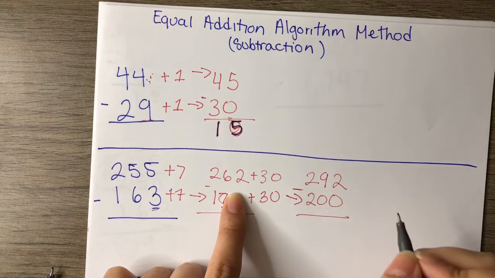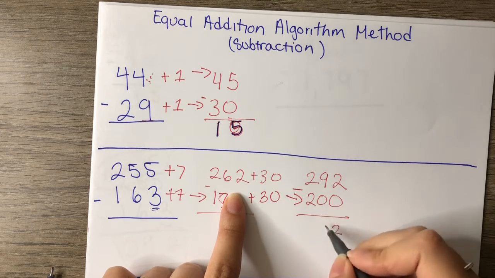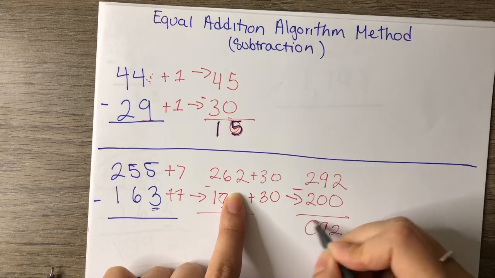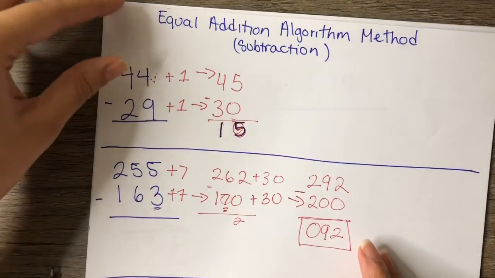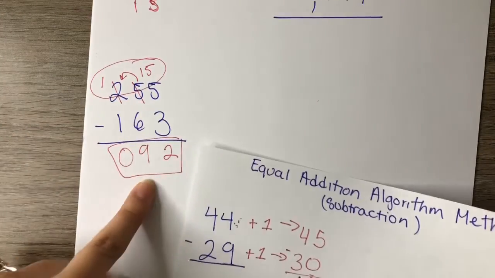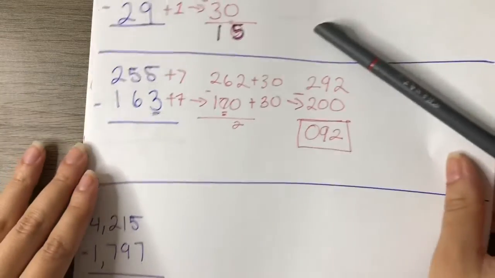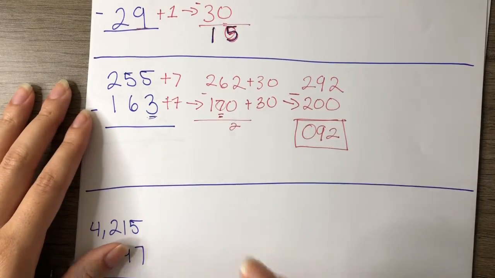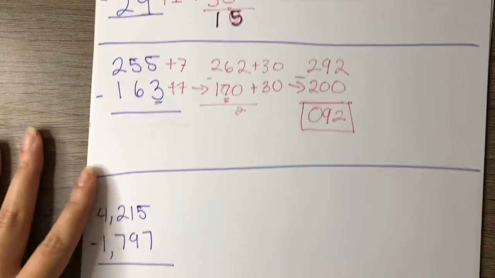Now, can we subtract that? Let's try it. 2 minus 0, 2. 9 minus 0, 9. 2 minus 2, 0. And we get 92. That's the same answer that we got for this problem, except we skipped all of this. We didn't have to do that because we used this method. Now let's try one that's a little bit harder.